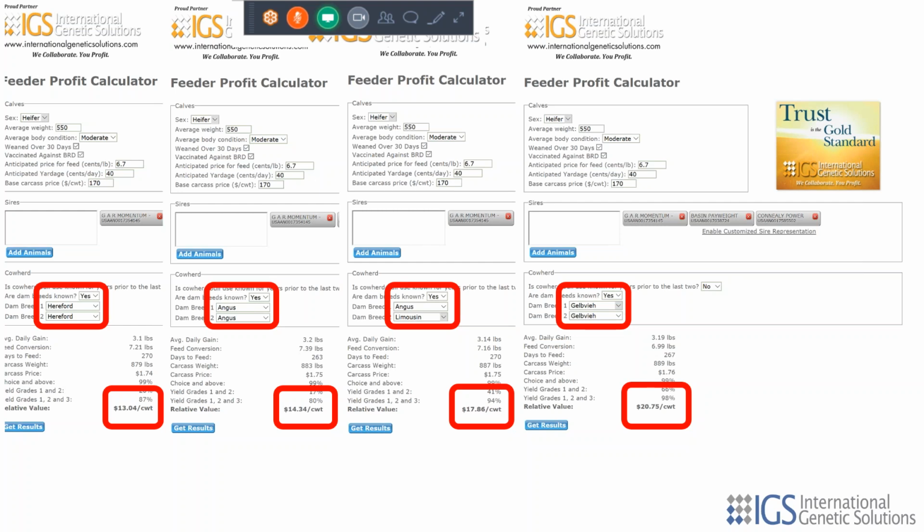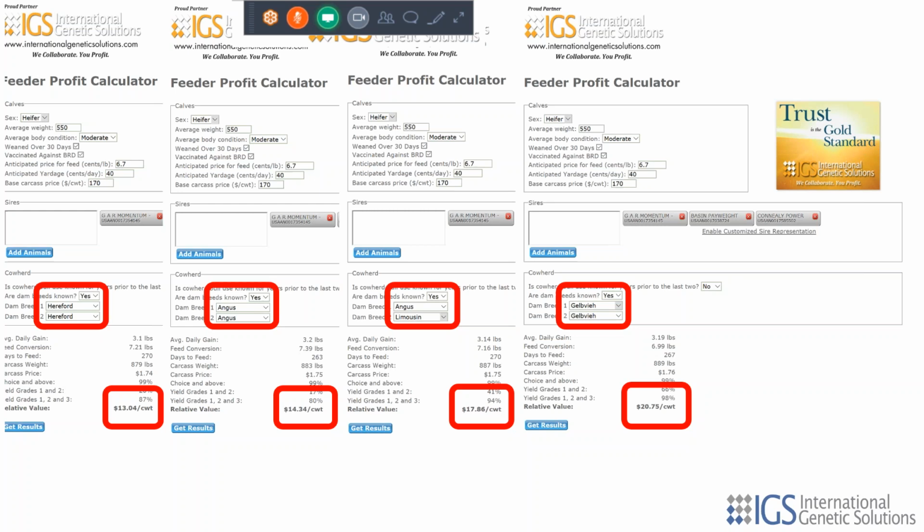What you see here is a situation where we have the same 3 sires in each simulation. You can't see them all because they're kind of covered up by each other, but 3 sires that are popular Angus bulls. Here we're marketing heifers. They weigh 550 pounds. Base carcass price is $170. And if you're familiar at all with Gardner Momentum or Basin Pay Weight, again, very impressive bulls from Terminal Merit. Keneally Power Surge is another one that's very impressive in terms of terminal merit.